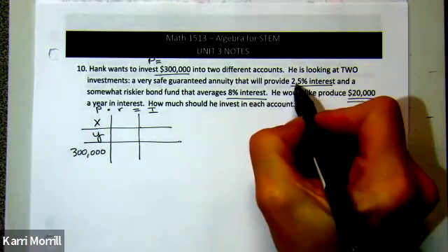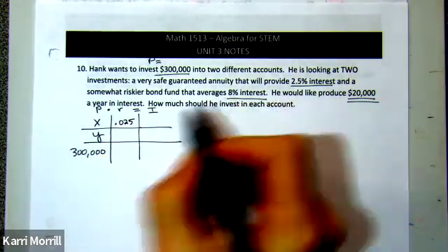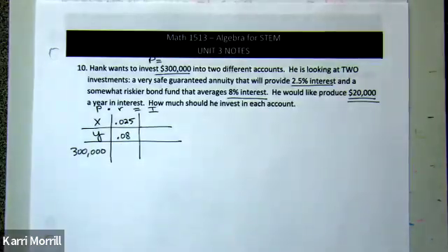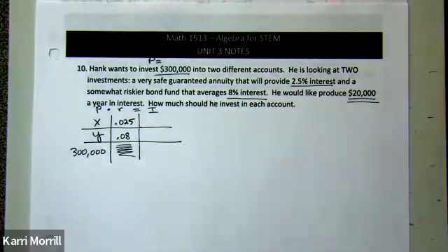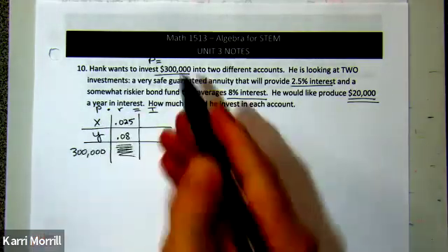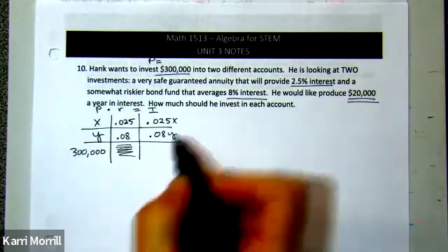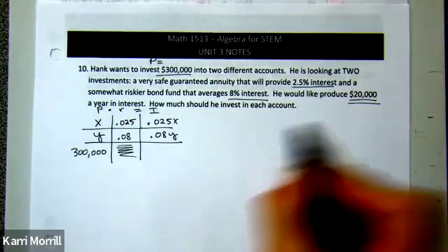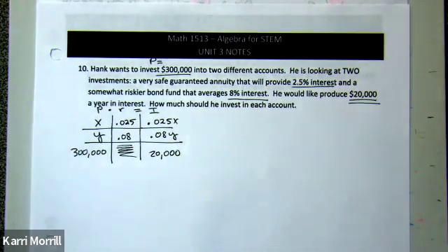My rate, if this is 2.5% interest, we're going to have 0.025, and 8% interest is 0.08. So here, we don't put anything here. Basically, we're going to show that you're multiplying these together, 0.025x, 0.08y. And here is how much interest you want to make within the year. So that's 20,000. So if you set up the tic-tac-toe, it helps you set up the equations that you're going to use to solve.